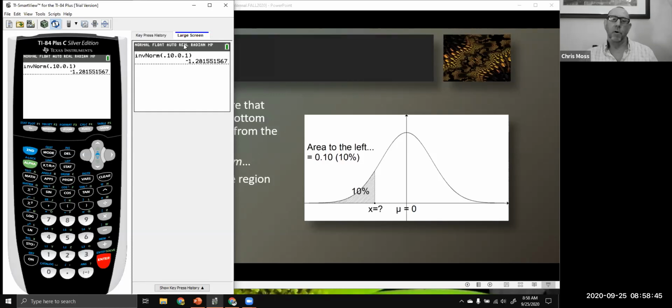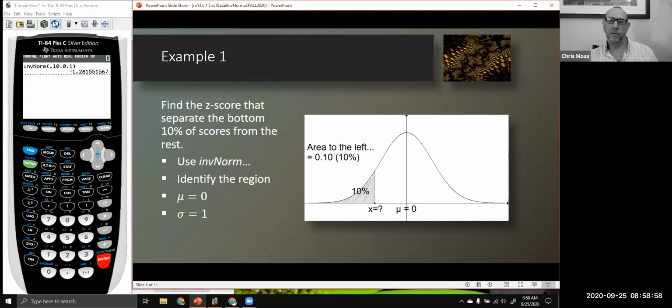There's no hard and fast rounding rule, but I do like 3 decimal places for this kind of number. So 1, 2, 3. The 5 tells me the 1 needs to be a 2. So back over here. That point in question that separates the bottom 10% of z-scores from the top 90% is a negative 1.282.